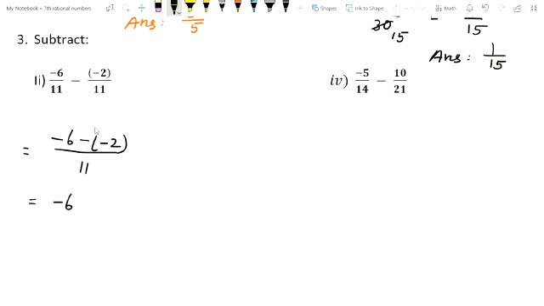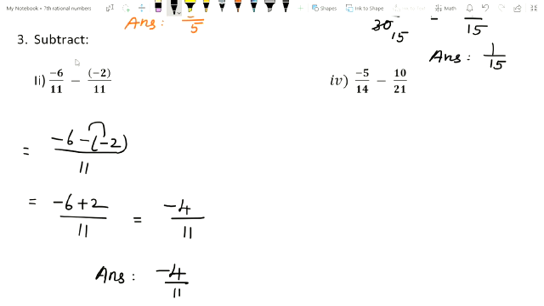So minus 6, minus into minus, you will get plus 2 by 11. Minus 6 plus 2, what will you get, children? Minus 4 by 11. So we can't divide this, there is no common factor except 1. So you write it as it is. We can't simplify this. So what is the answer? Minus 4 by 11.